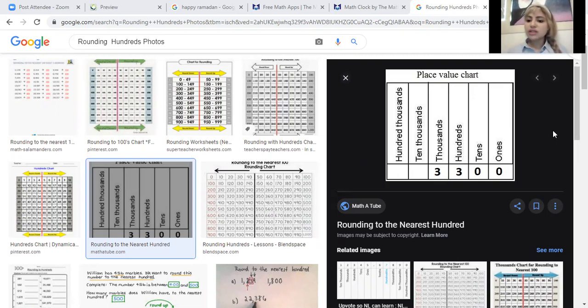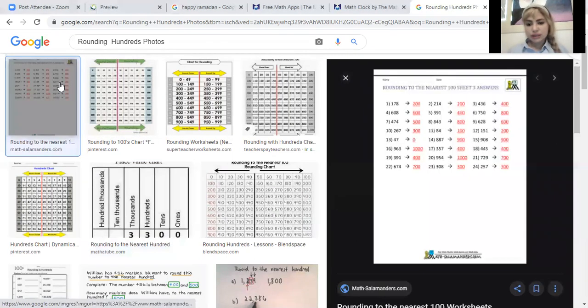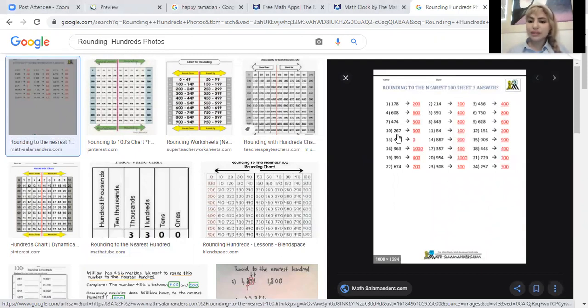So you will draw a chart. If you have 3,300, the first 0 is ones, the second number is tens, the third number is hundreds, and the fourth number is thousands. Okay, let's see this sheet. If I want to round hundreds, I want all of you to write these numbers in black, round them, then go back, click on the video and see the numbers in red.